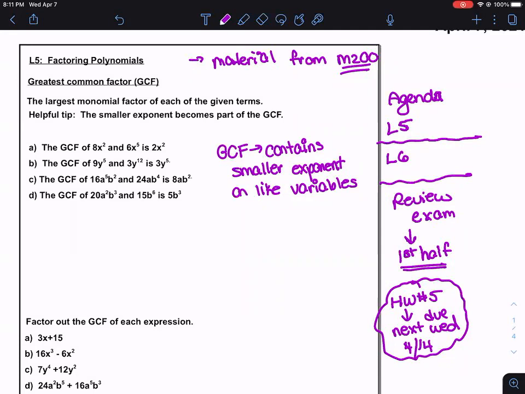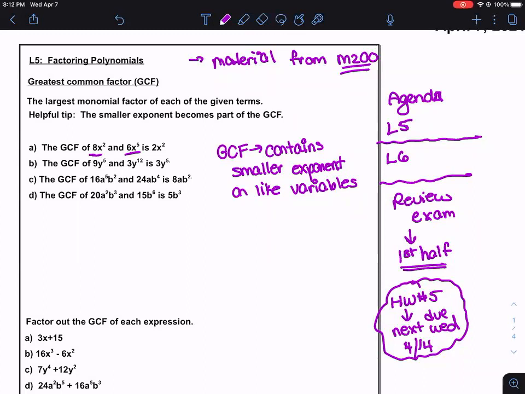and then I can obviously let you guys try. So for A, when we look at the coefficients 8 and 6, we think about what is the largest number that is evenly divisible into 8 and 6, and that would be 2. If you think about it, you guys learned how to reduce fractions, and that's the same idea. So 2 would be the largest number that is evenly divisible into both 8 and 6. And then when I look at the exponent part on the same variables, I go with the smaller exponent. So the greatest common factor is 2x squared.